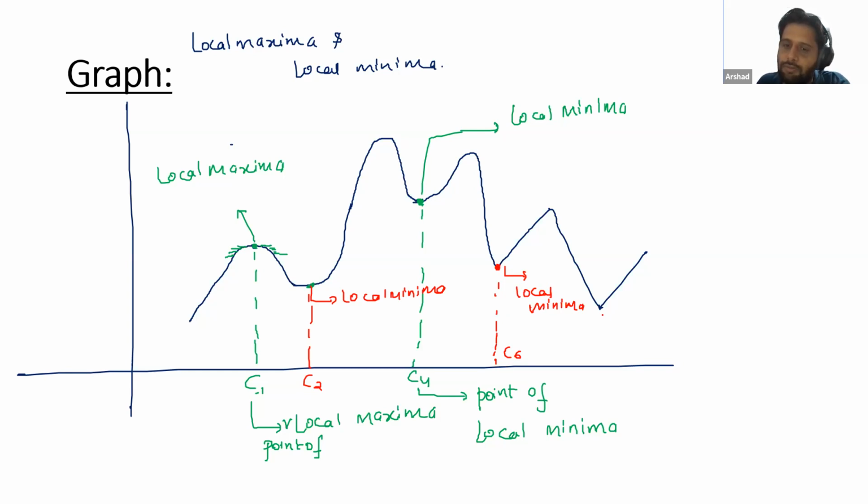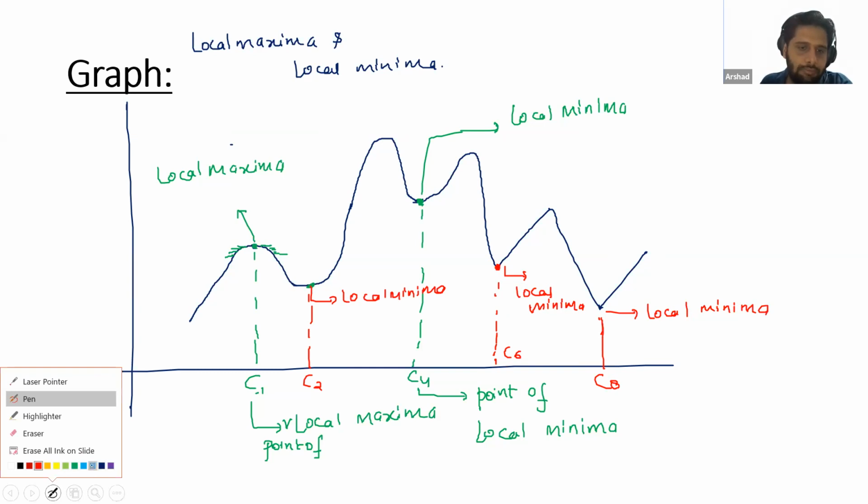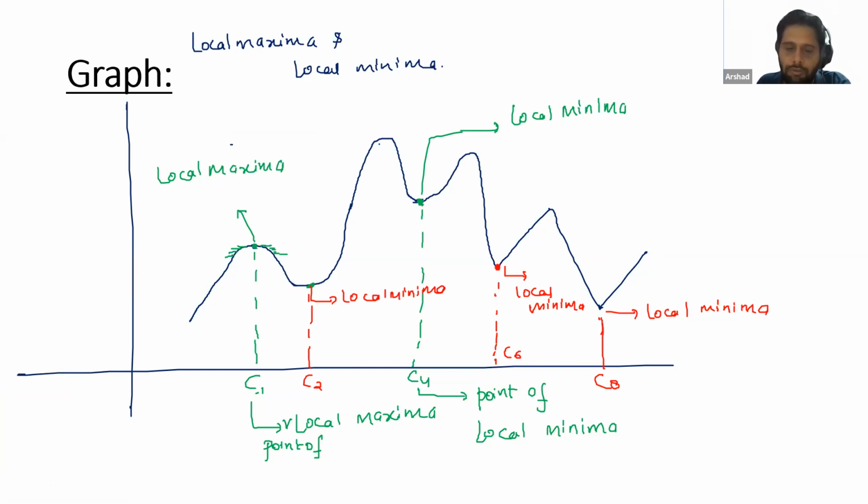Similarly, this one. What is this? Local minima. This is also local minima. Okay. Then next one. Who can tell me? Z, can you tell me what this is? Is this local maxima or local minima? Maxima. Okay, local maxima.